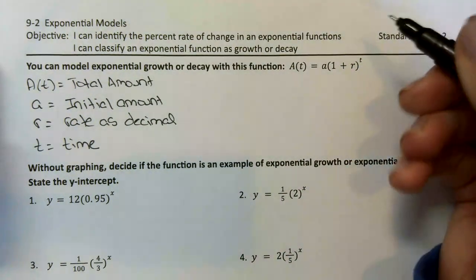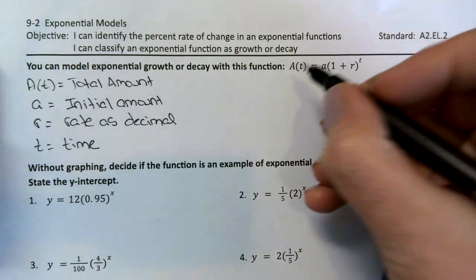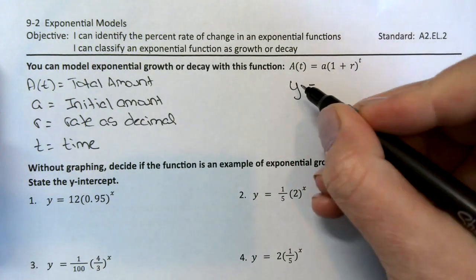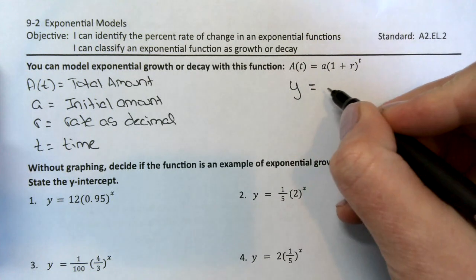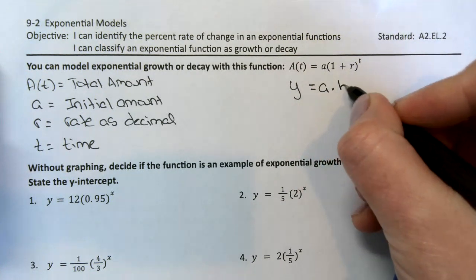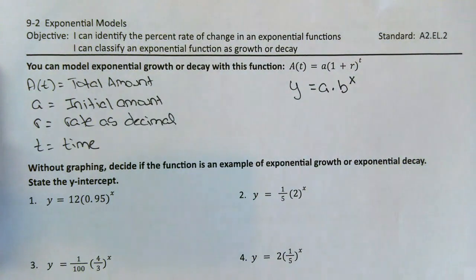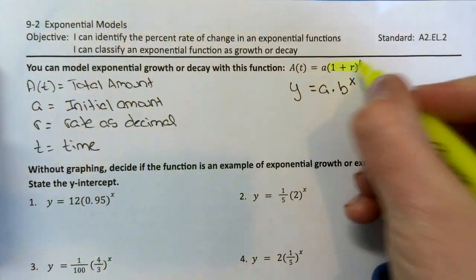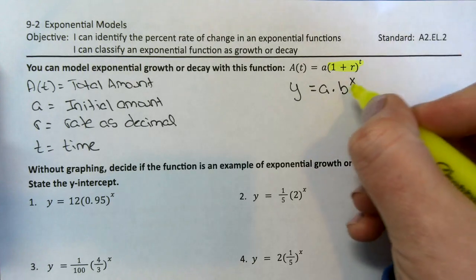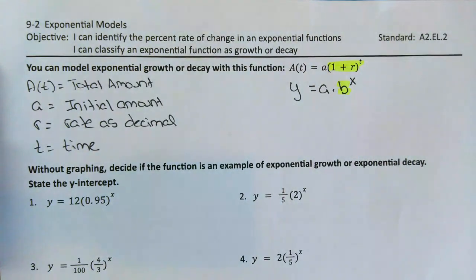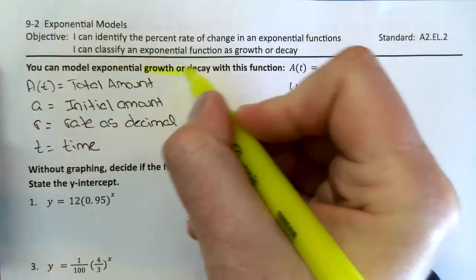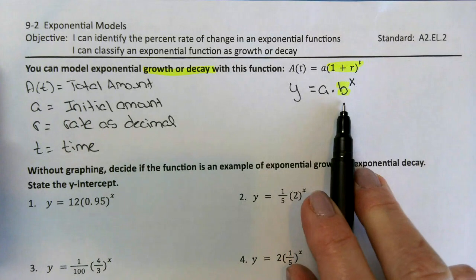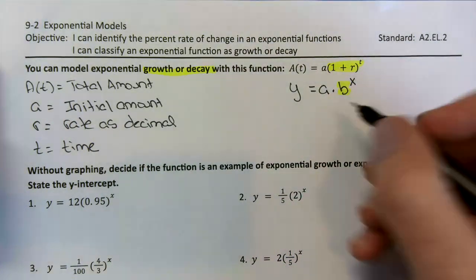I don't think that I stated it clearly before, but this is very similar to the other equation we saw, y equals a times b to the x. So this 1 plus r and this b determines whether you have growth or decay. I'm going to use b for simplistic purposes.